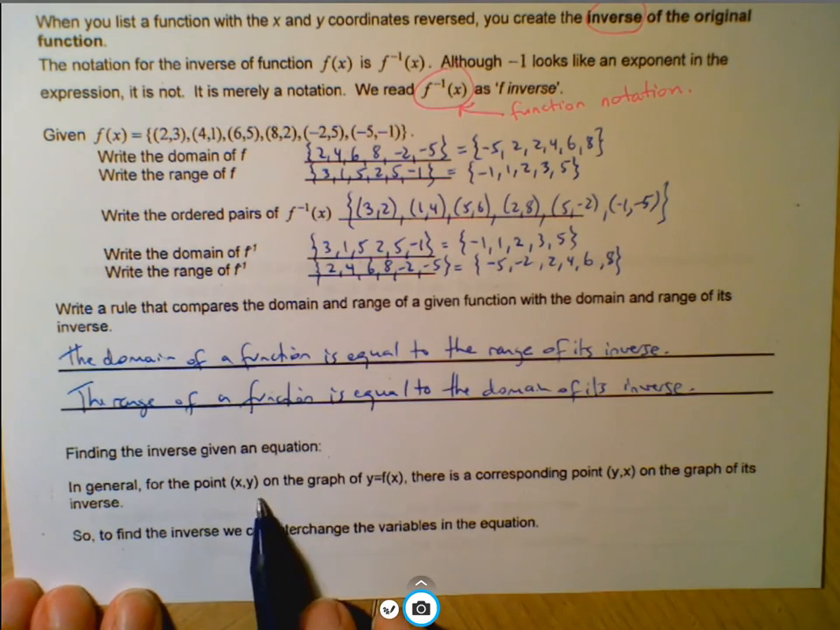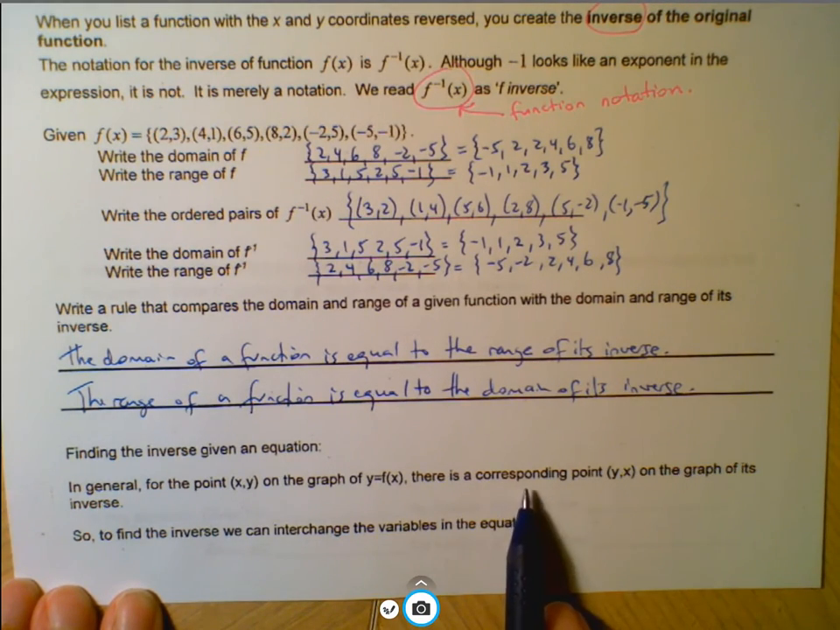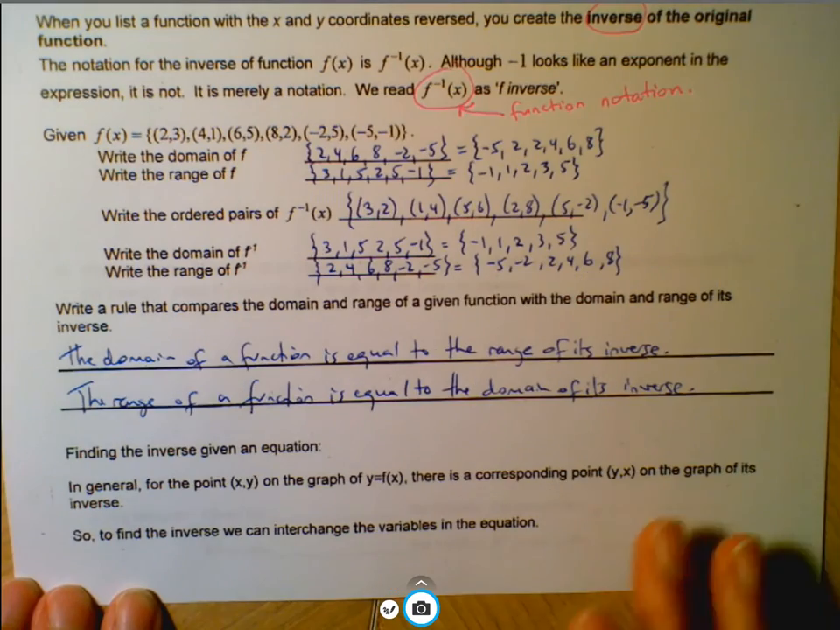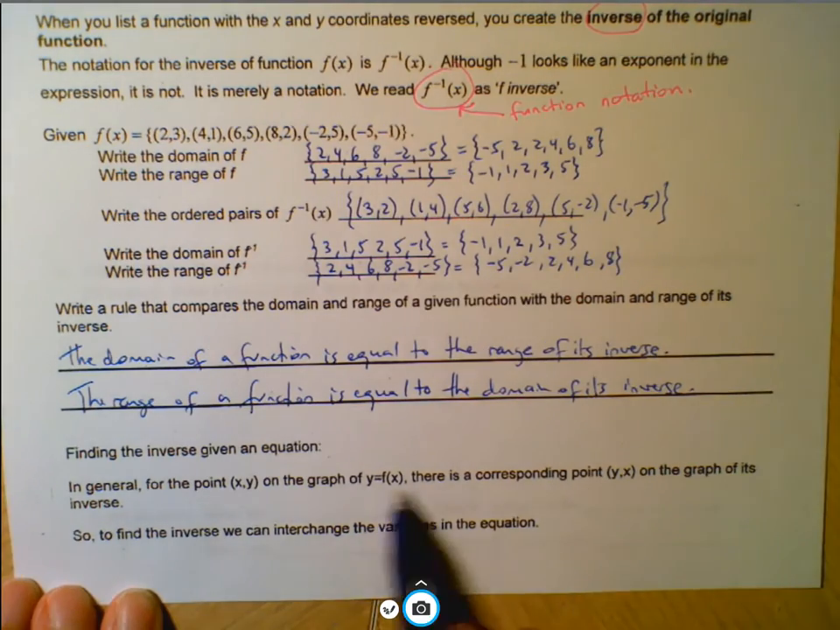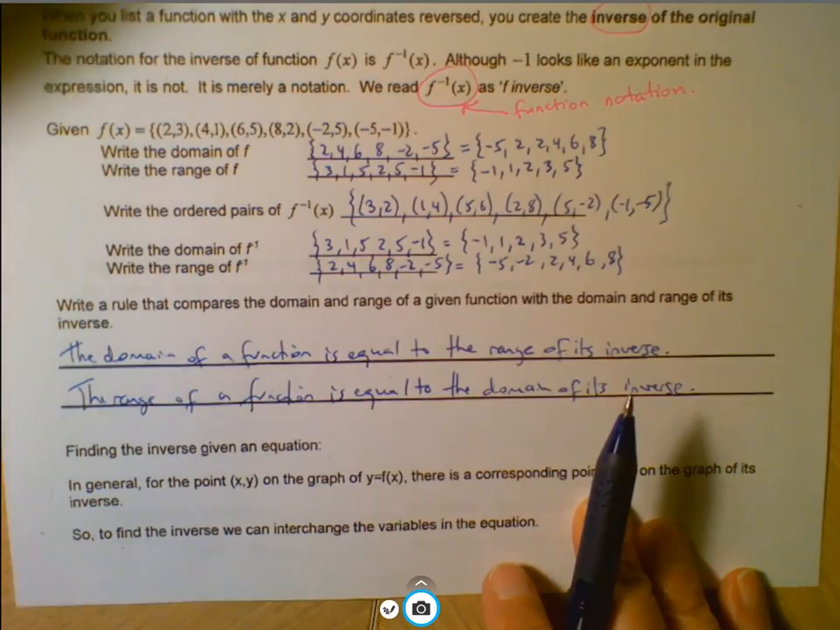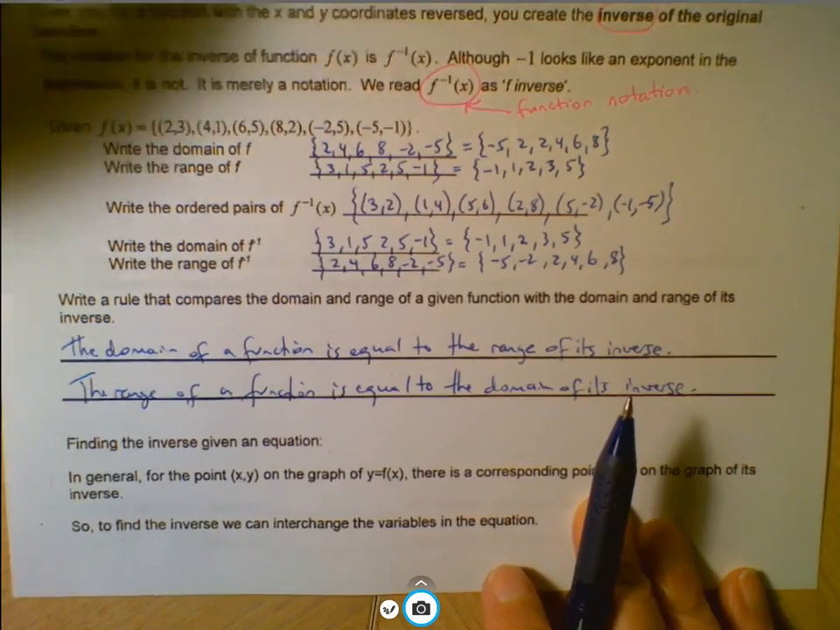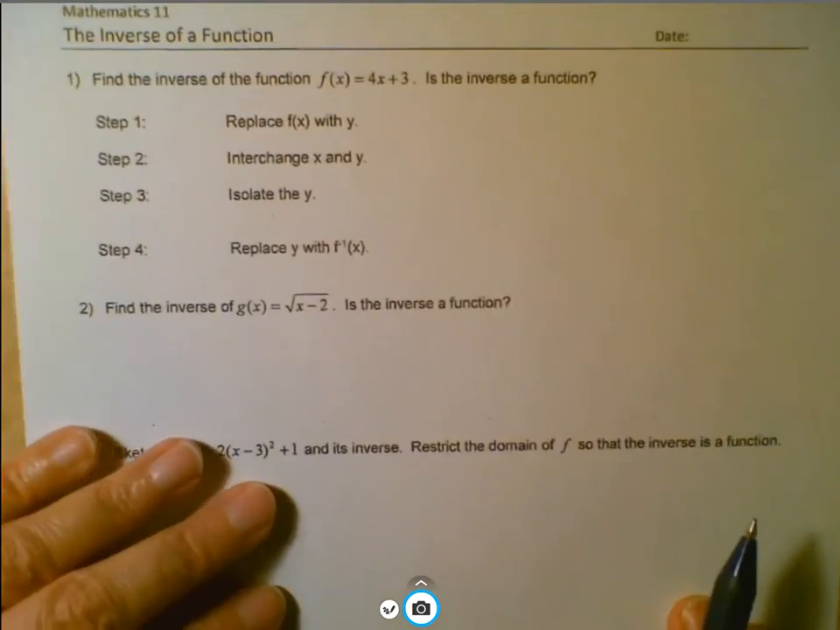So what if it didn't have a graph or didn't have a bunch of points, but you had an equation? Right, so that's going to be to the next page. So same idea of swapping the x and y, we're going to do algebraically to find the equation of the inverse. Okay, so let's go to the next page.